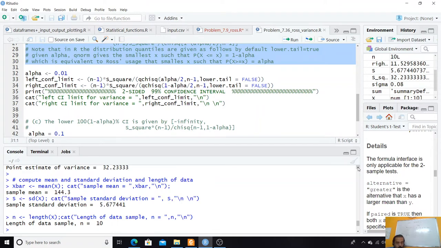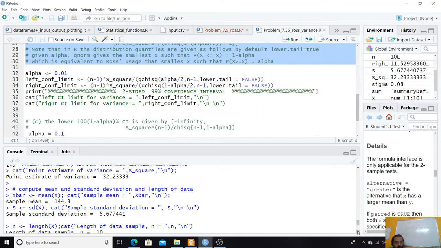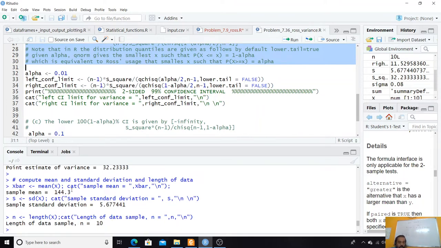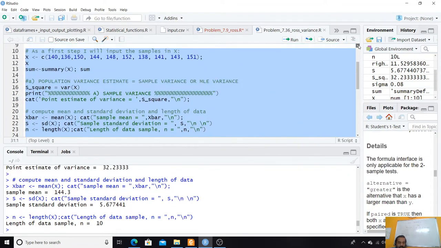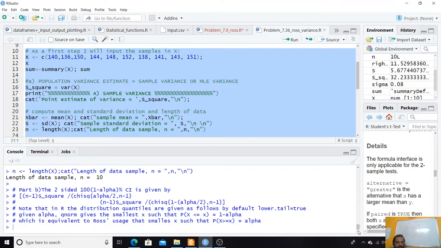The sample variance, S square, turned out to be 32.23 ampere hours square. The sample mean was 144.3, which was the mean of the data points given to you on top. The sample standard deviation, which is the square root of the sample variance, is 5.68. The number of data samples we entered is 10.